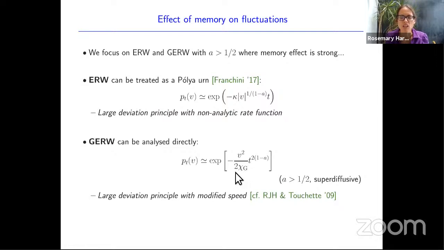It's again a large deviation form. The rate function is well behaved, it's just quadratic. But now you have a different power of t. So this is a large deviation principle with a modified speed, which was also found in some earlier work and various things since then. So what's the difference between these two models? Why do they have such different fluctuation behavior, even though their typical behavior is the same?